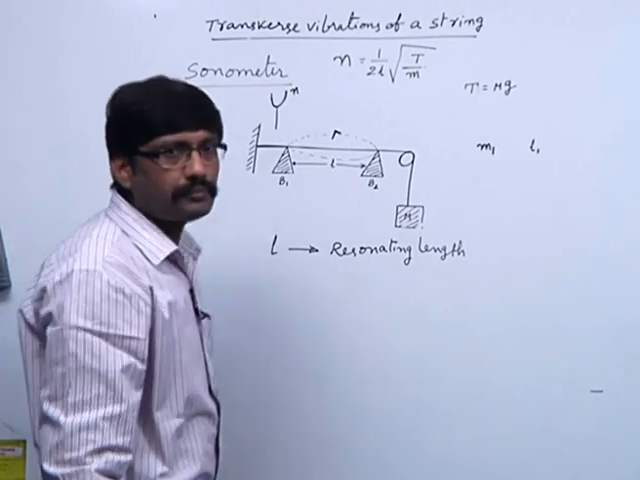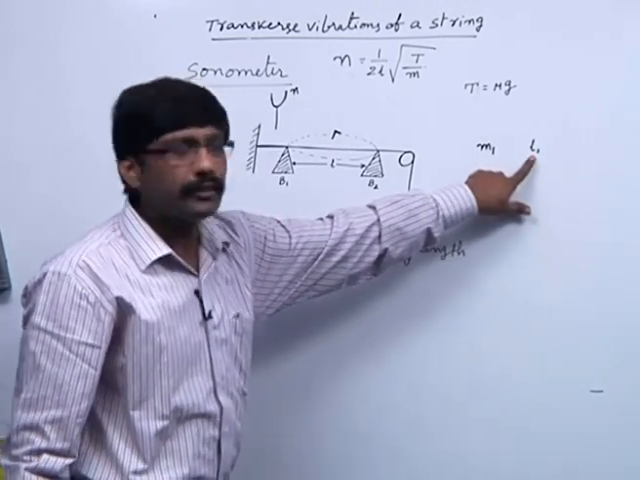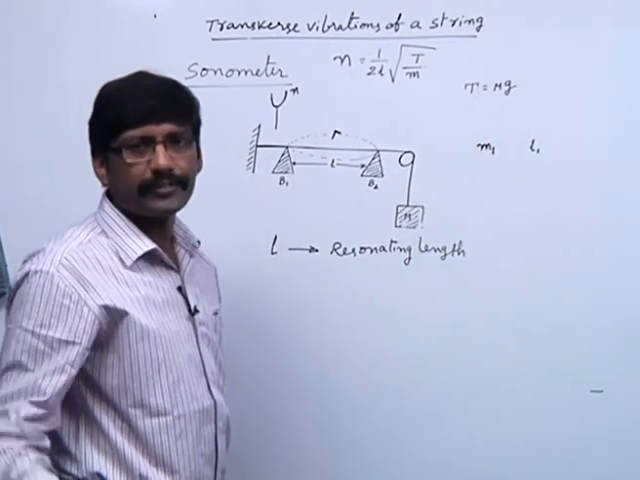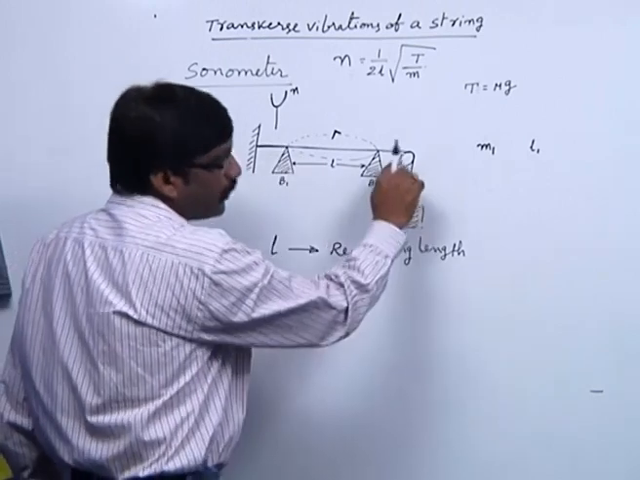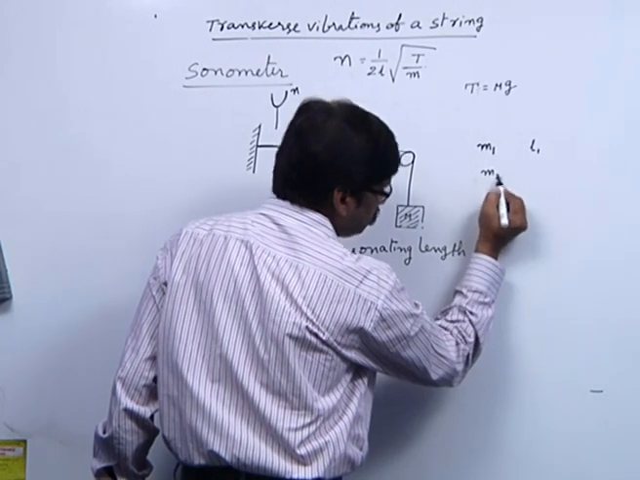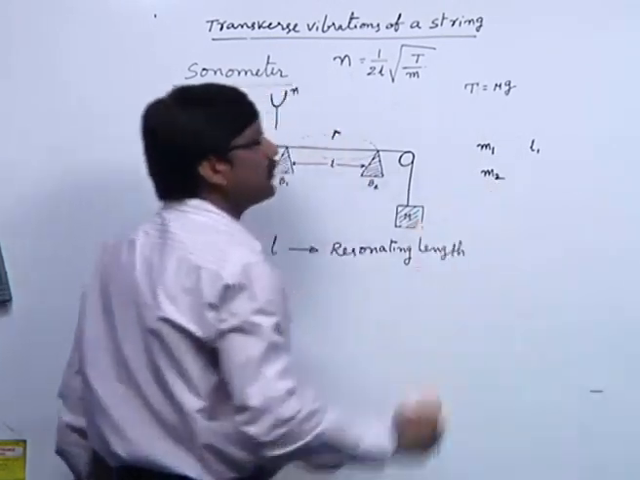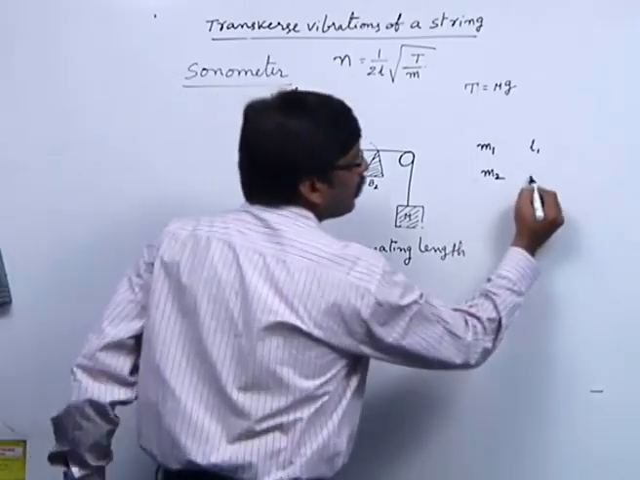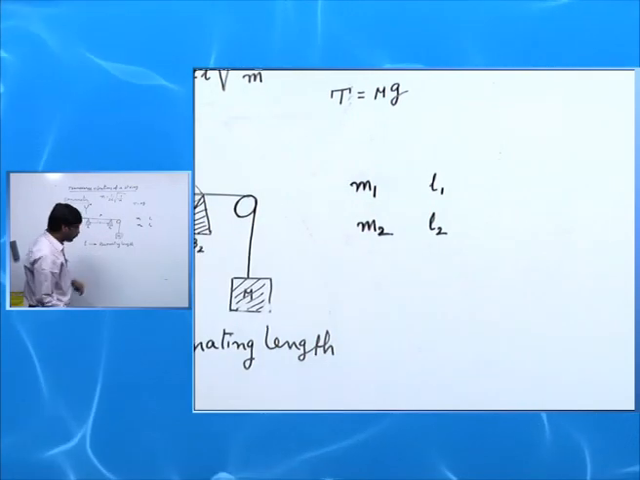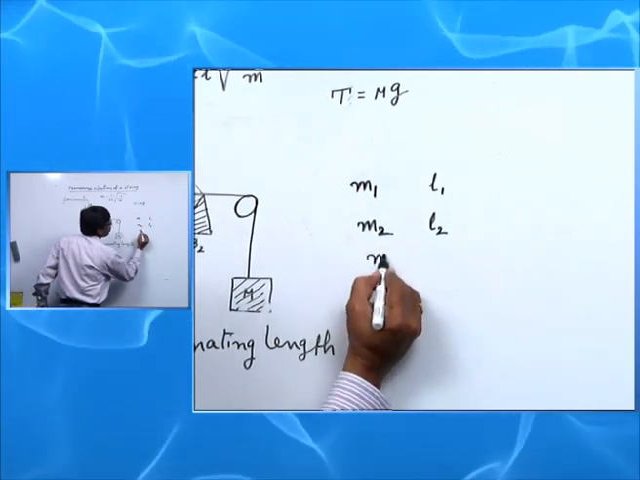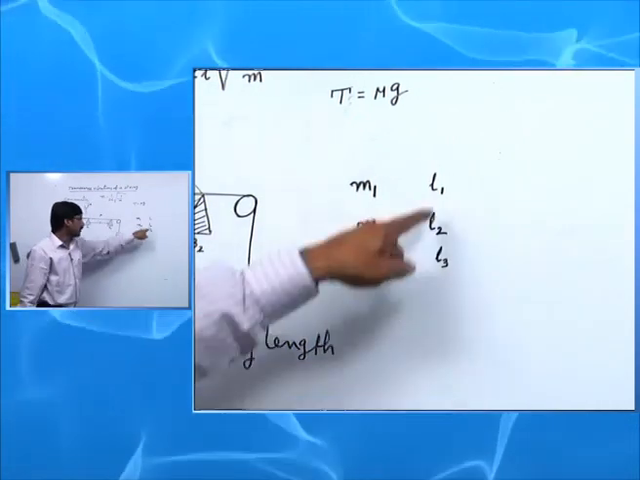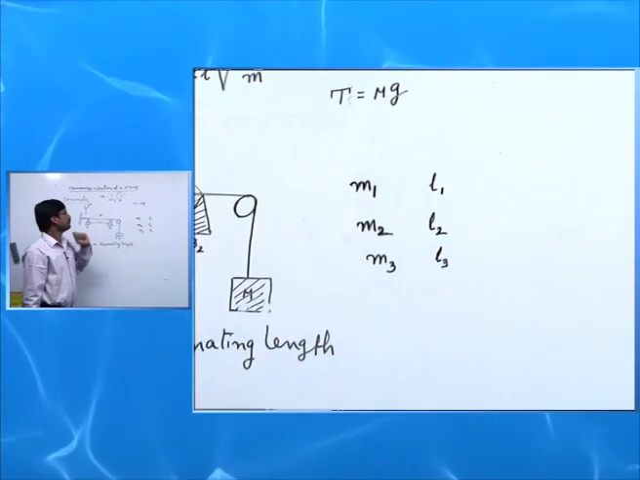L1. L1 is the resonating length corresponding to the linear density of the first wire, let us say the copper wire. Change the copper wire to an iron wire, which means linear density will change. Repeat the experiment and note down the resonating length L2. Again replace the wire with a brass wire, M3, L3. So, these are the resonating lengths corresponding to different wires.